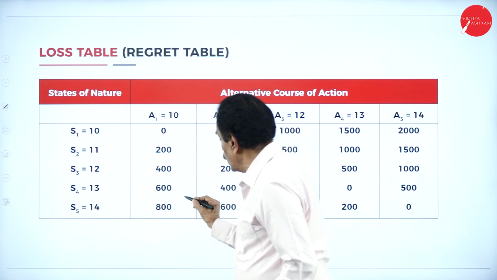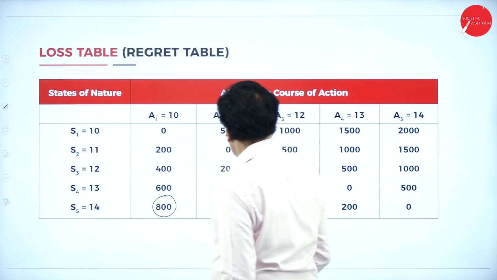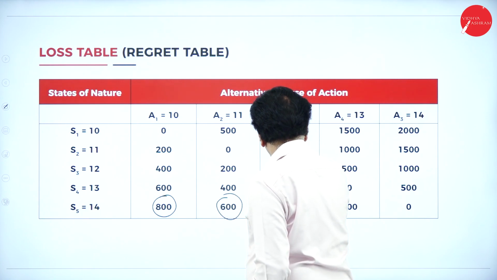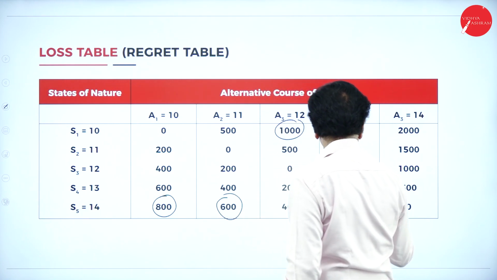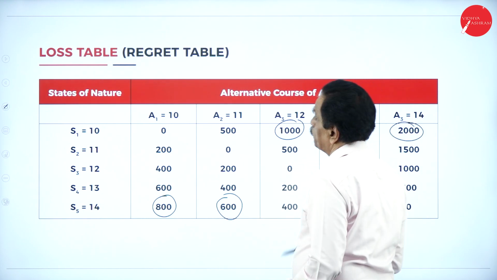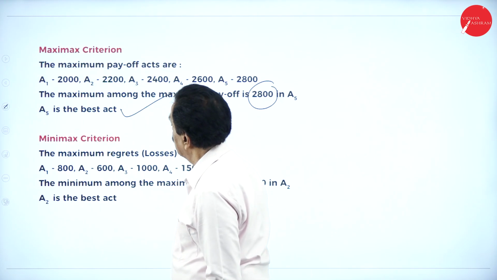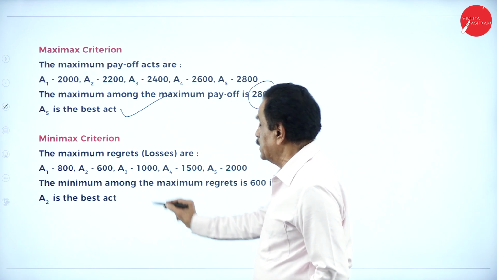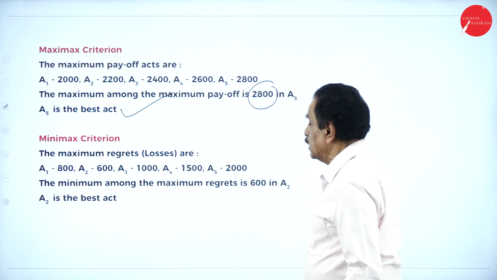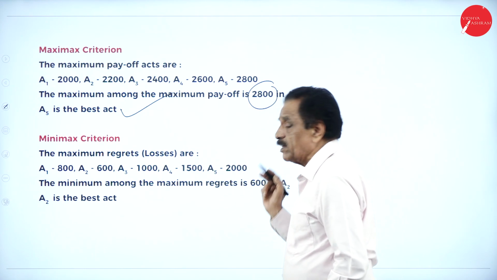Regret. The maximum is how much? 800. Here maximum is 600. Here maximum is 1,000. Here maximum is 1,500. Here maximum is 2,000. See that? The maximum is 800. A2 is 600. A3 is 1,000, A4 is 1,500, A5 is 2,000.